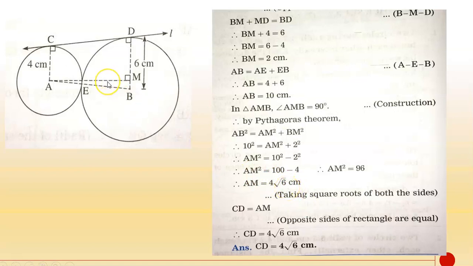And this AM, my dear students, is the opposite side to side CD in quadrilateral AMDC. And we know that opposite sides of a rectangle are equal. That means AM is equal to CD and AM is 4 root 6 centimeters. That means CD is also 4 root 6 centimeters. This is your final answer.